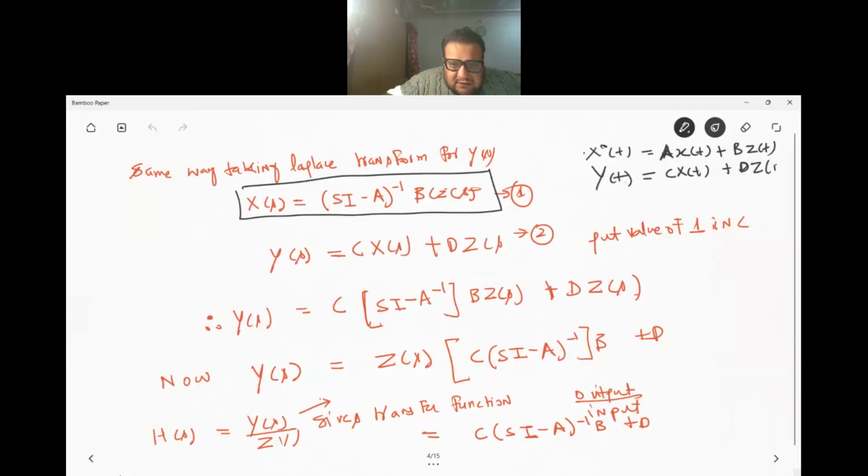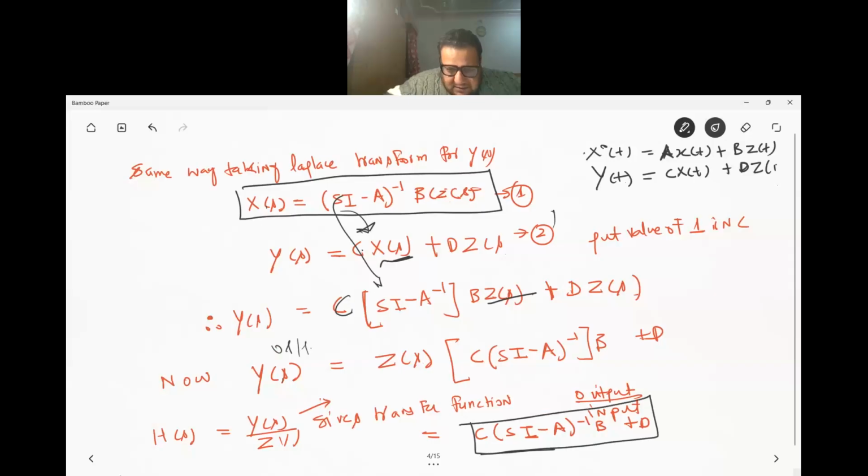Once you get equation number two, substitute this value of x of s back here in C x of s. So C (sI minus A) inverse B Z of s plus D Z of s. So y of s will be equal to Z of s, taking it common, times C (sI minus A) inverse B plus D. Output by input will give me the transfer function. So I'm left with C (sI minus A) inverse B plus D.